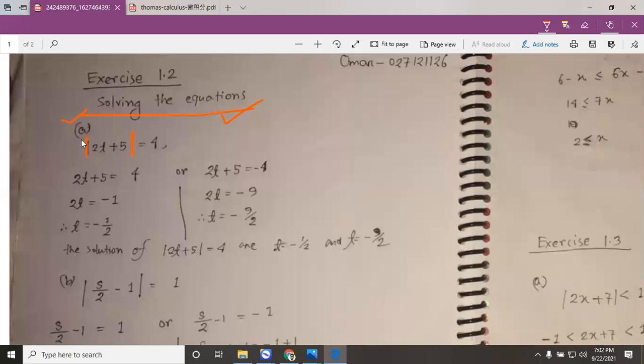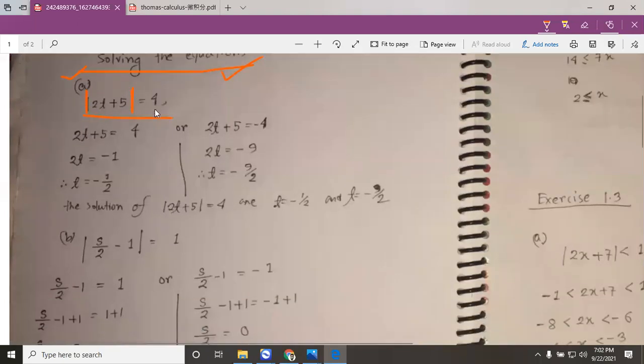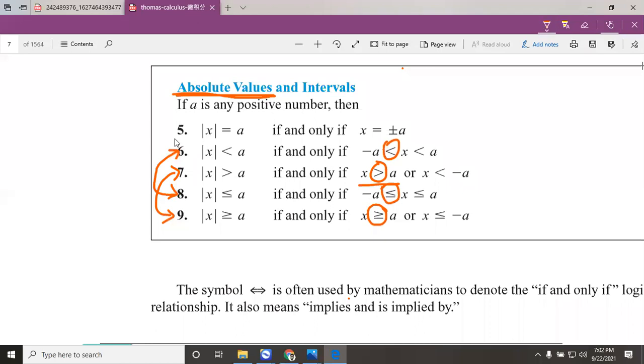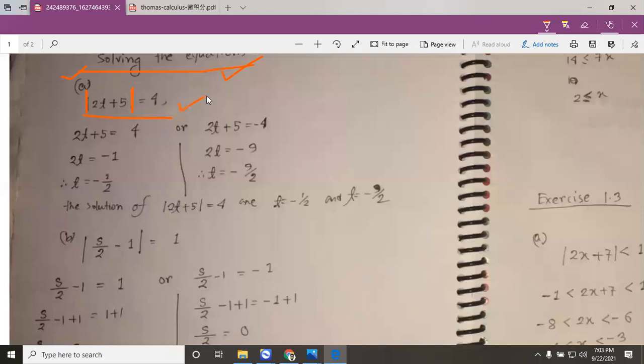Let's go to an example. So we got an example: the absolute value of 2t plus 5 is equal to 4. This is an equality, so it is our first property: modulus x is equal to a if and only if x is equal to plus or minus a. So we have to apply this here, and the value will be plus a and minus a.